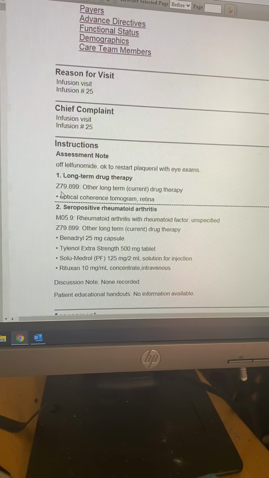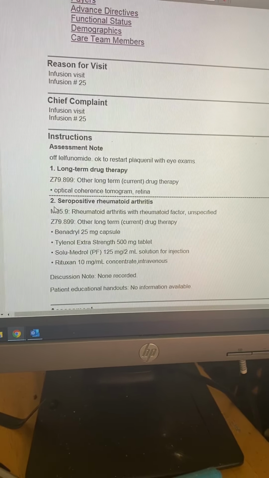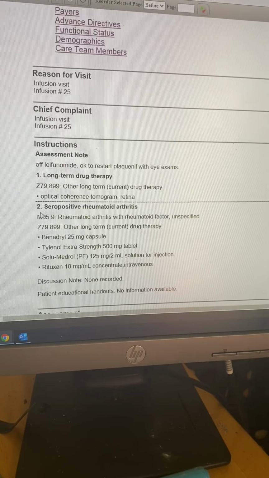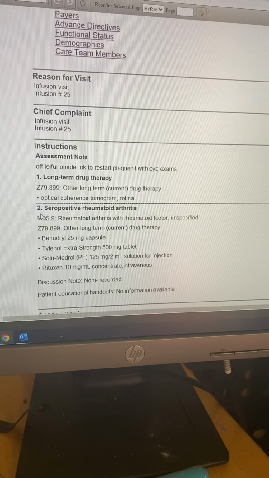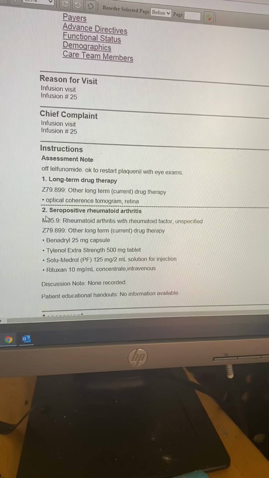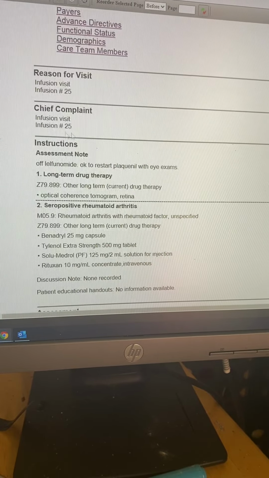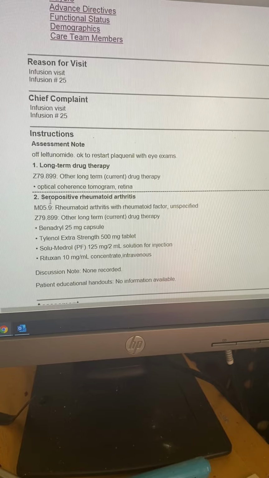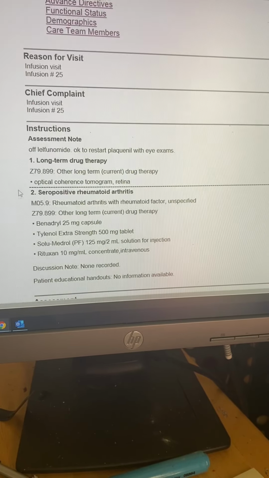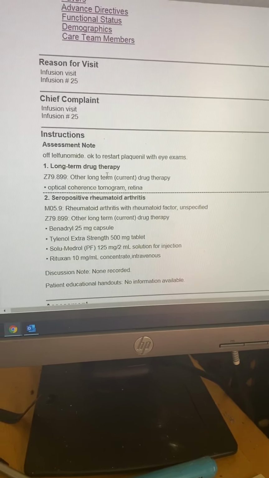Z79.899, and remember your Z codes are your status codes, your encounter codes. So remember you guys, I'm an HCC coder, risk adjustment coder, so that's what I'm doing here today. And a lot of these rules also apply generally across the board, but there are some rules that only apply for risk adjustment. So the number two assessment or diagnosis is seropositive rheumatoid arthritis. Now, this first code, which is for long-term drug therapy, does not have a risk adjustment score. And I'll show you what I mean. Let me go over here and show you.